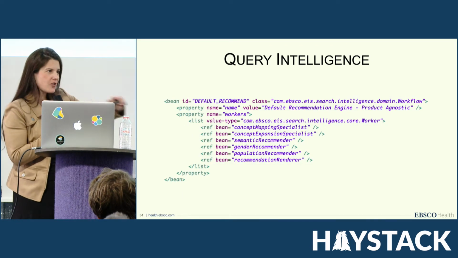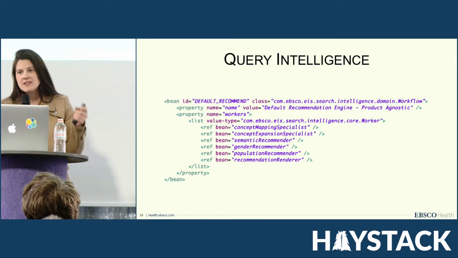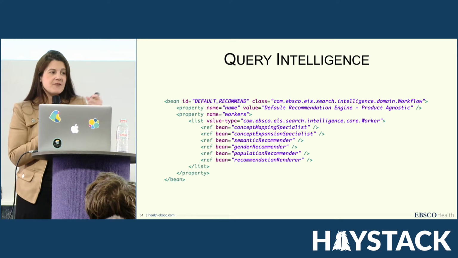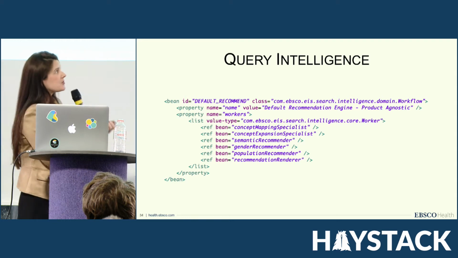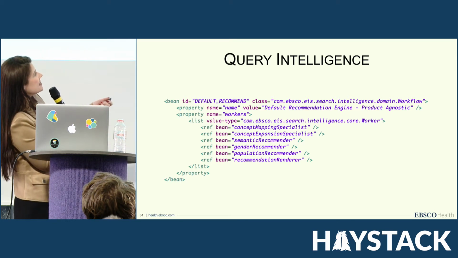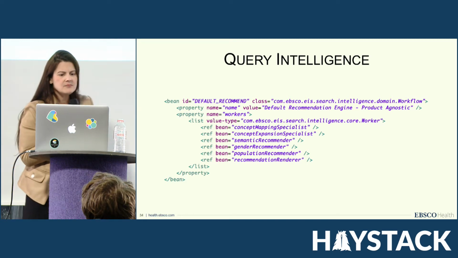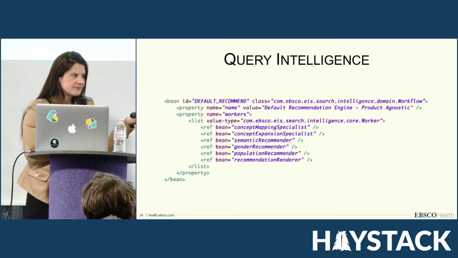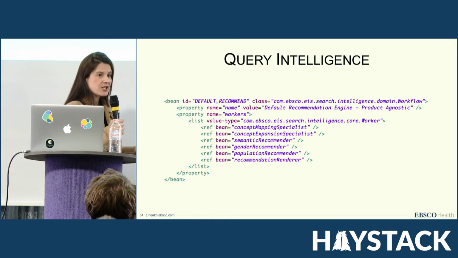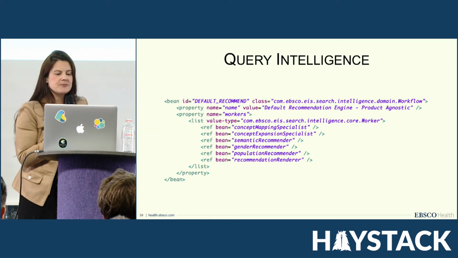All right, so let's throw all the plugins on the floor and pretend they're Lego blocks. Now let's go ahead and construct different workflows that allow us to achieve this user intent. So here is the most basic definition of intent. This one is completely independent of any product. You can see we have a concept mapping specialist, an expansion specialist, recommenders, such as gender, population, and then of course a renderer that collects all these recommendations that it has received and then spits it out.